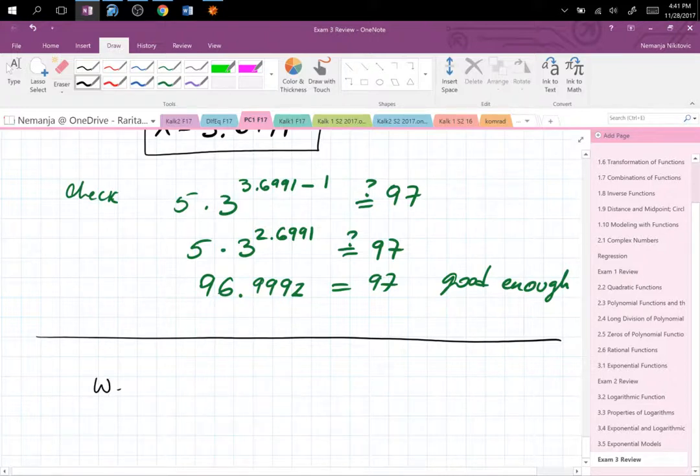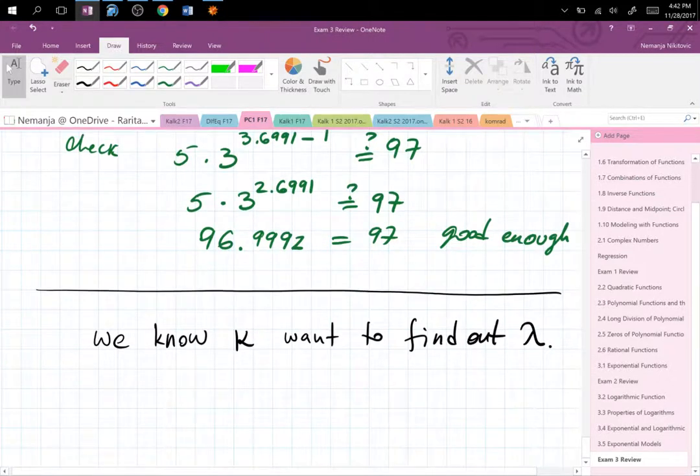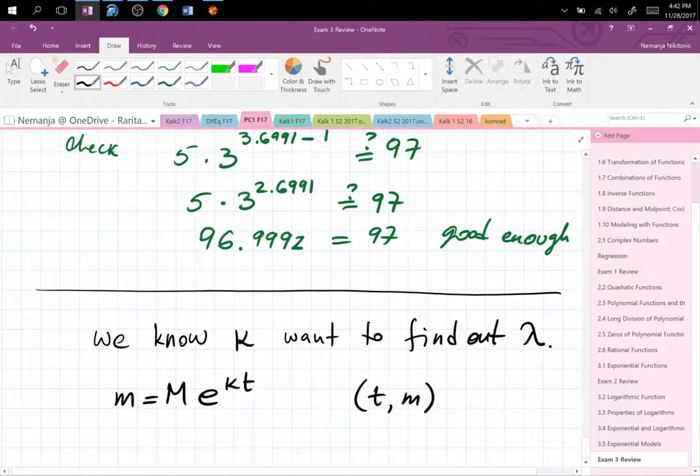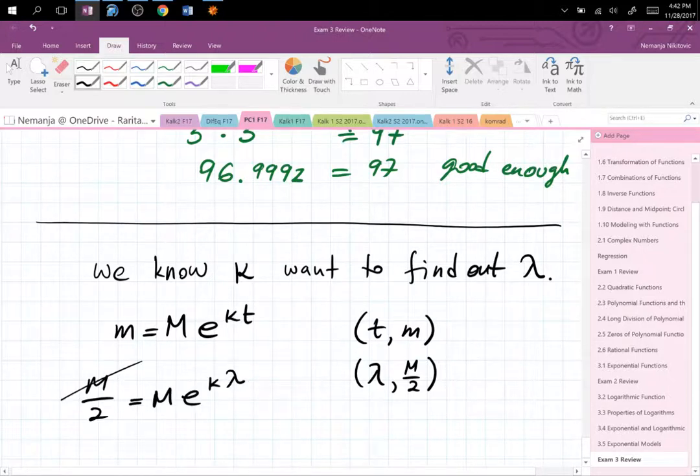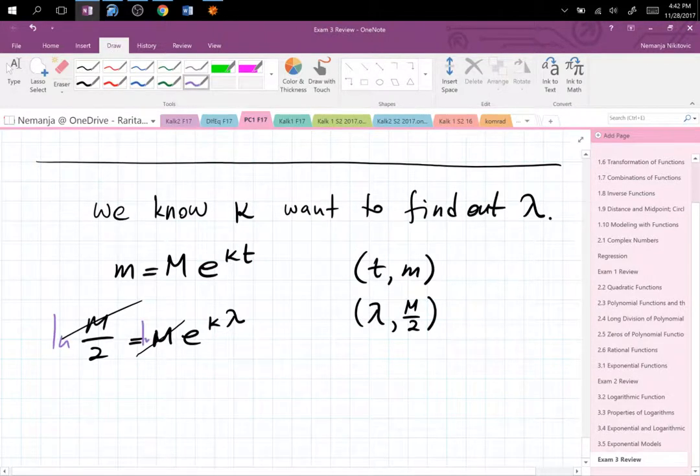So we know k, and we want to find out lambda. Well, what we know is that mass is equal to initial mass times e to the kt. But if we involve lambda, which is the half-life, then the original mass gets cut in half. So when you plug this in, the m's die off, ln both sides, you get ln 0.5 is equal to k lambda.